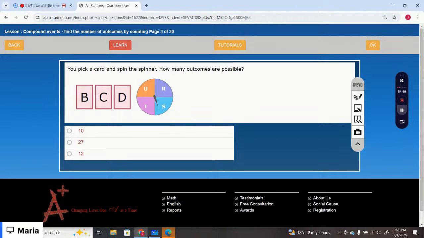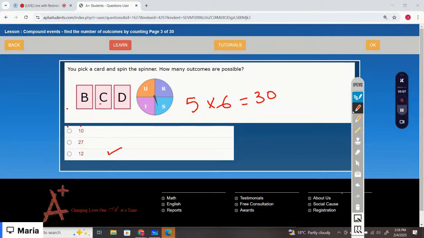So, the spinner has 4 portions and you have 3 for the cards. 27. Why 27? Just understand and then answer. You have 4 outcomes for the spinner because the spinner has 4 portions and you have 3 cards, so you have to do 4 times 3, that is 12.